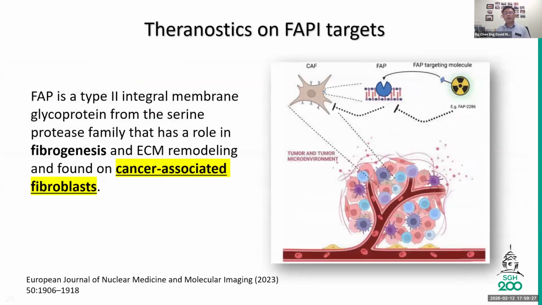The third theranostic on the current horizon is called FAPI. FAPI itself is a glycoprotein on the cell membrane again, but it is associated with cancer-associated fibroblasts, which produce fibrosis in the tumor, so to speak.